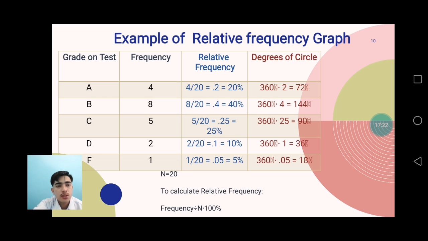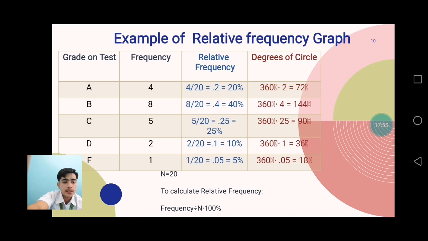So we will turn this into a percent. All you have to do is multiply by 100. 0.2 times 100 is equal to 20%. 0.4 times 100 equals 40%. 0.25 times 100 is 25%. 0.1 times 100 is 10%. And 0.05 times 100 is equal to 5%. So that gives us the relative frequency: the fraction, decimals, and the percent.